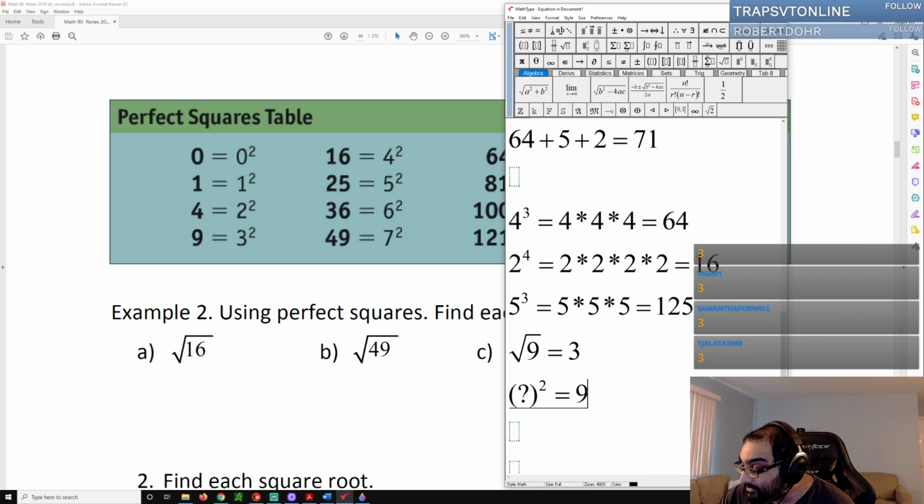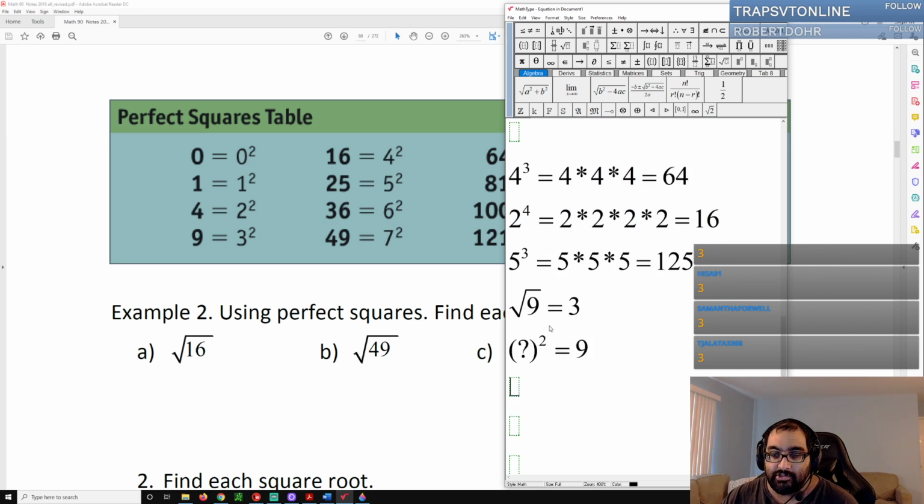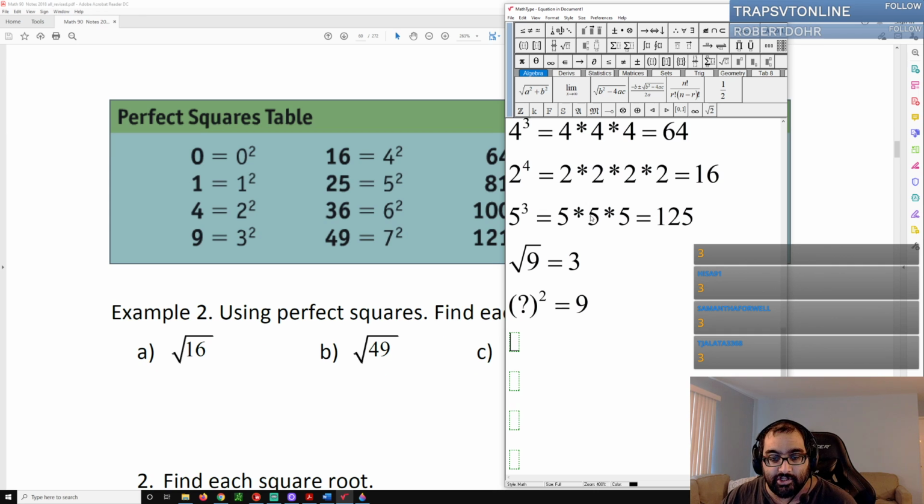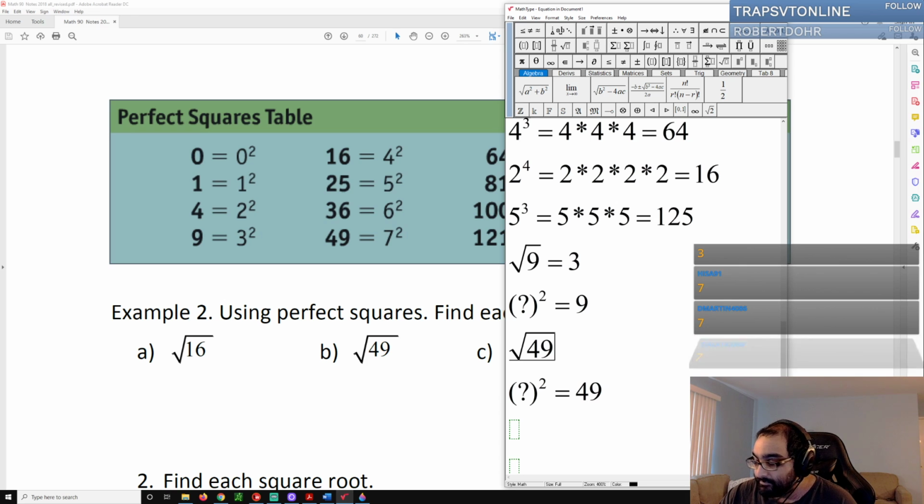Okay, let's go with the same premise for other numbers. Let's do that next one that you see on the sheet. So how about the square root of 49? Again, what number squared equals 49? Yeah, that's right. 7. Exactly, right? You can see here on the chart, 7 squared is equal to 49.